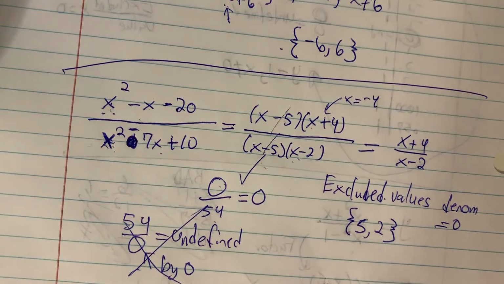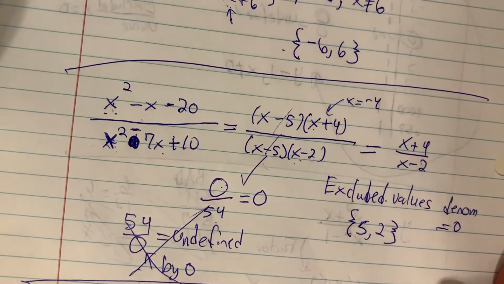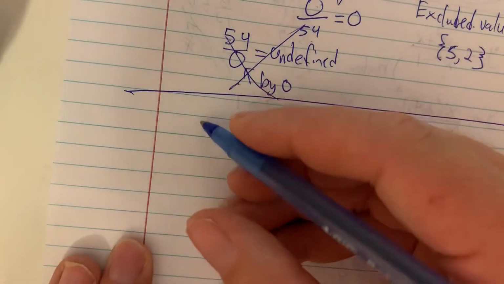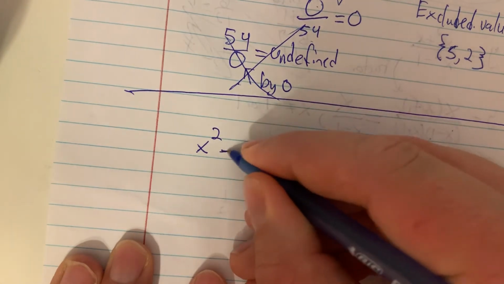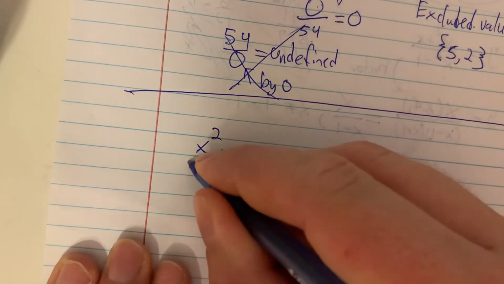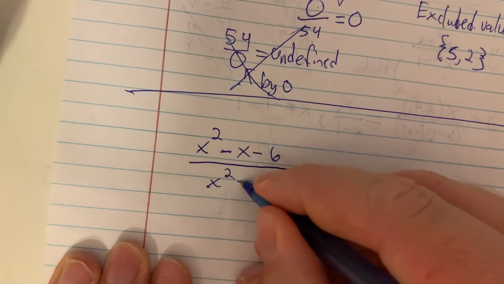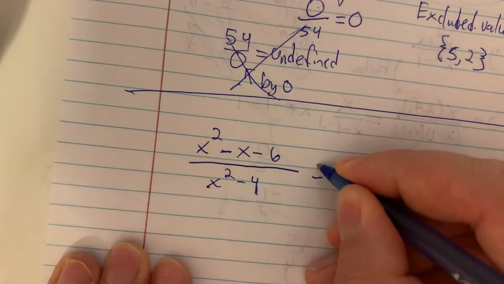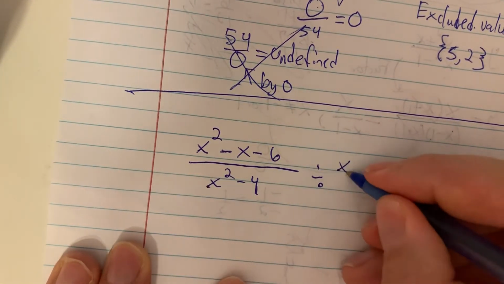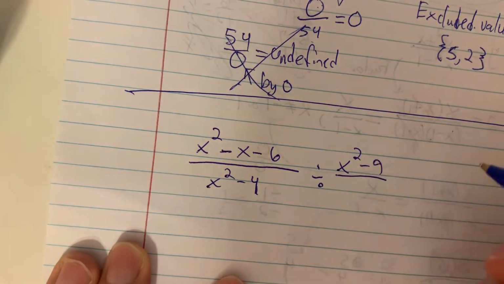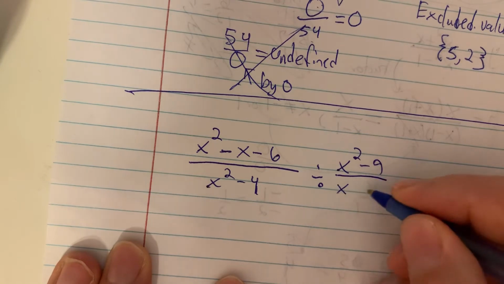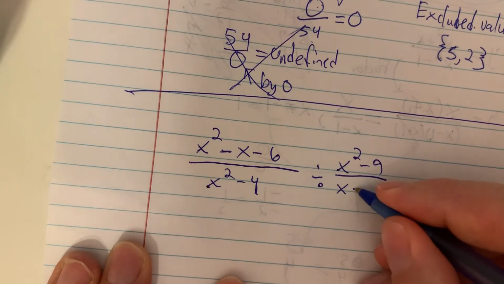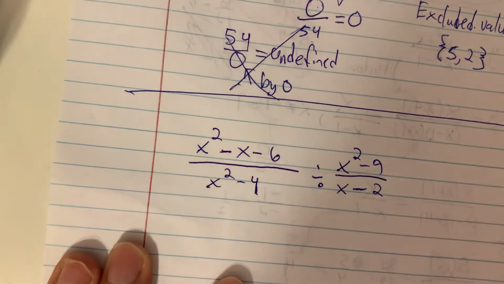So in your homework tonight, you've got a bunch of ones where you're going to be factoring and canceling out and stating the excluded values. I'd like to point out one more thing we can do. We can do crazy stuff like x squared minus x minus 6 divided by x squared minus 4, divided by something like x squared minus 9 divided by x minus 2 or something like that, okay?